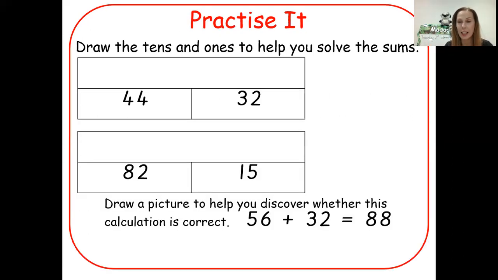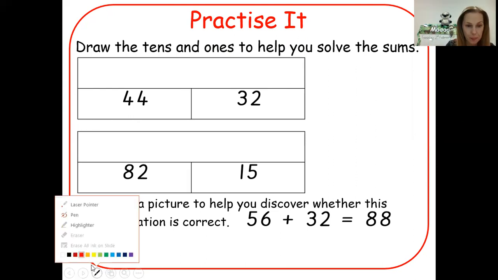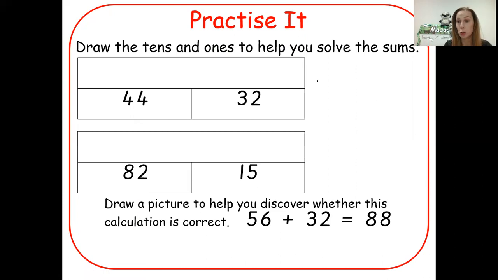Okay, so it says here, draw the tens and ones to help you solve the sums. So this time we've got it represented as a bar model, but it's exactly the same. You've got two-digit numbers to add together to find the whole, how much you've got all together. Okay, so let me get my pen and I'm going to draw it out.